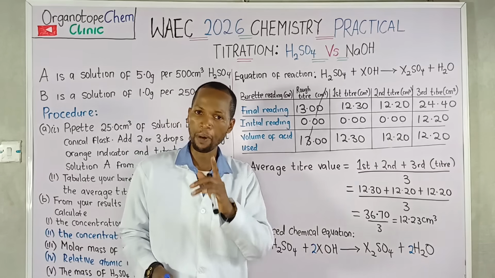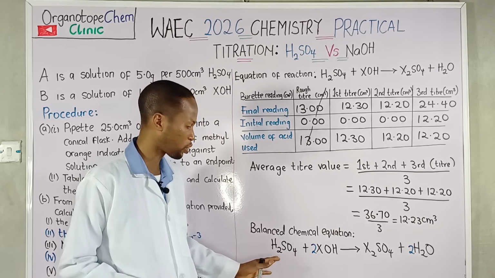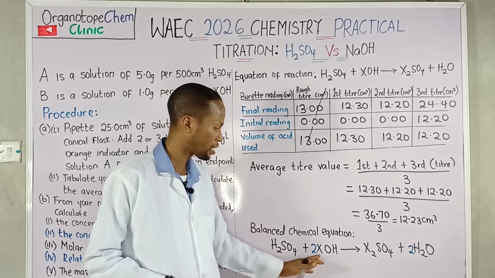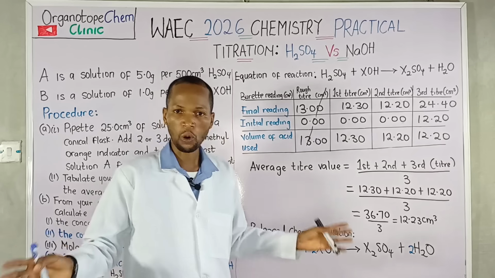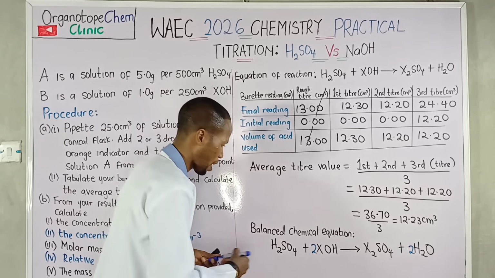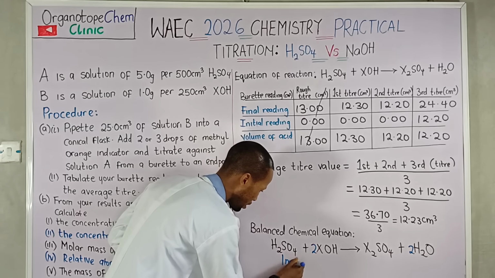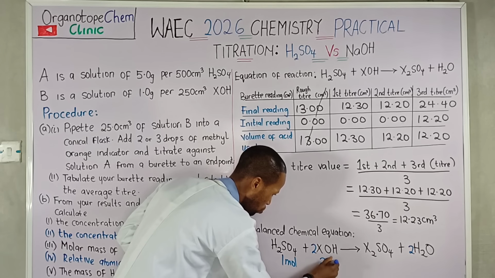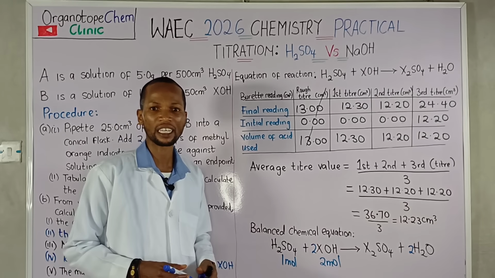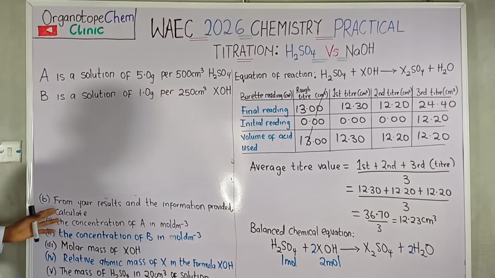So we now have a balanced neutralization reaction between the tetraoxosulfate 6 acid and XOH. So can we indicate the mole ratio of acid to base? We have 1 mole of acid reacted with 2 moles of the base in this titrimetric analysis. Moving on, can we consider the next question?